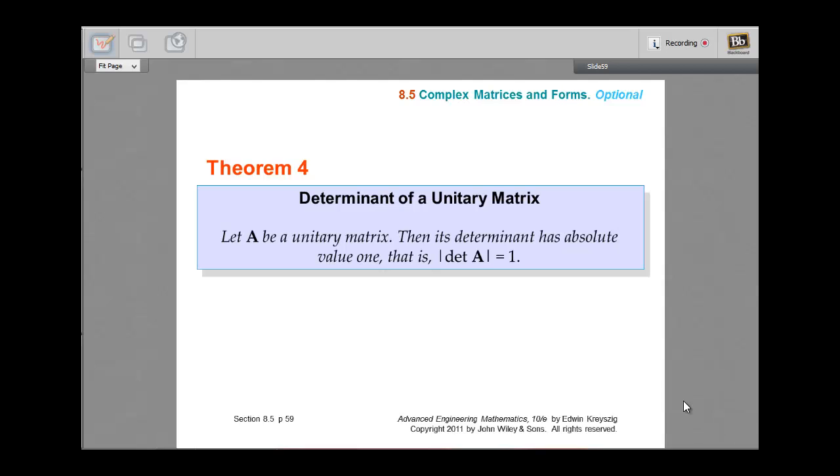Determinant of a unitary matrix. Let A be a unitary matrix, then its determinant has absolute value 1, that is, the absolute value of the determinant of A is equal to 1. In this way, you will see some more examples on the matrix and understand. It is the end of today's lecture. If you have any question, then you can ask me.